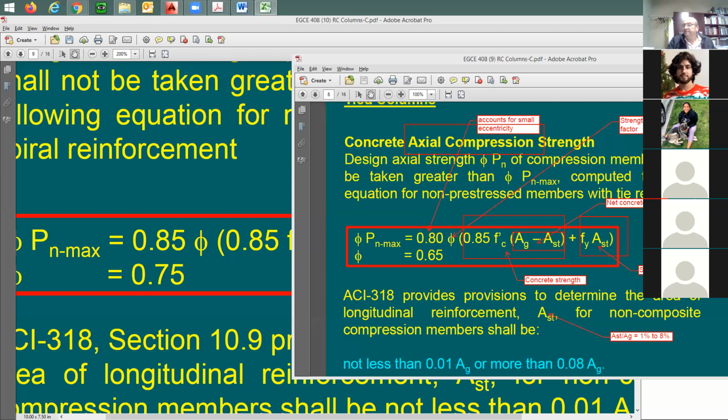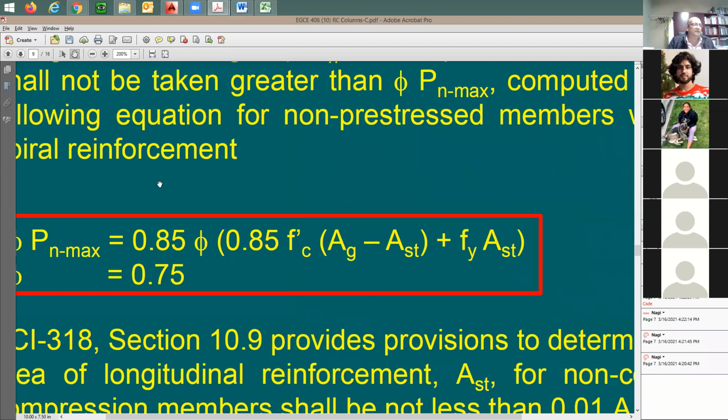You want to try this? Take 0.85 times 0.75 divided by 0.8 divided by 0.65. What I'm saying is, to find out the ratio, take 0.85 times 0.75 divided by 0.65 times 0.8. How much is this? 1.22, something like this, right? This means in spiral columns you have a 22.6% stronger column.